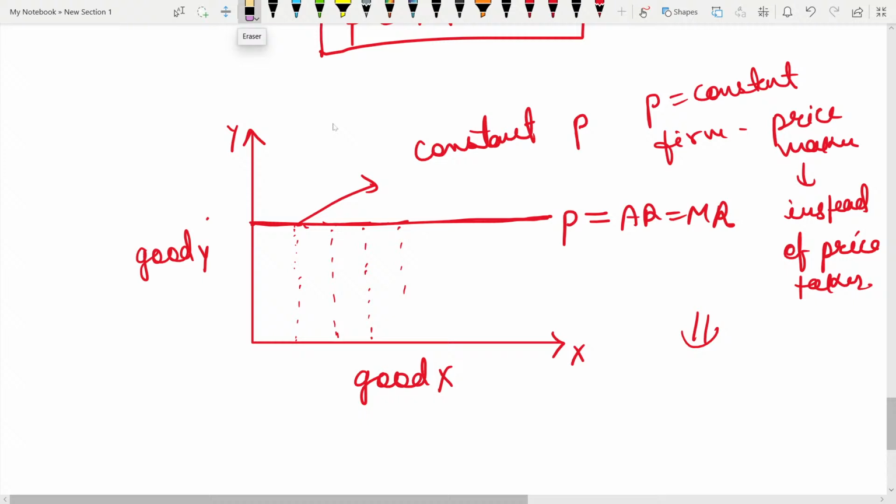Just sorry for my mistake. Price taker, not price maker. Okay, price taker, not price maker. So instead of price maker, a firm is what? Price taker.